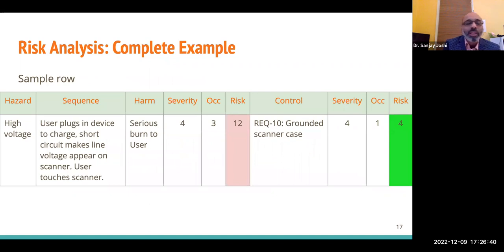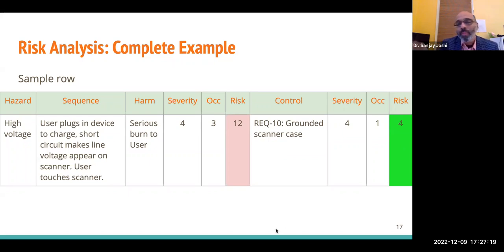So here is the complete example. For our high voltage situation, we said the harm is serious burn. The severity is 4 because you need medical treatment for that kind of harm. The occurrence is 3. And then the multiplication of these is 12, and we said 10 or higher is a high risk, so that became a red. So our control was our requirement number 10, that we are actually going to ground the scanner case. Now that means you have to use a 3-pin plug, a 2-pin plug won't work. That reduces the occurrence significantly to 1, and the risk is now in the green zone, acceptable risk.